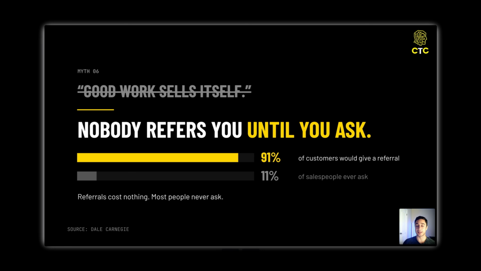Myth number 6, once again: good work sells itself. No, it does not. Nobody will refer you, no matter how good you are, until you ask. Very rarely does that happen. 91% of customers are actually willing to give you a referral, but only 11% of people ever ask them to refer. Referrals cost nothing, yet most people never ask.